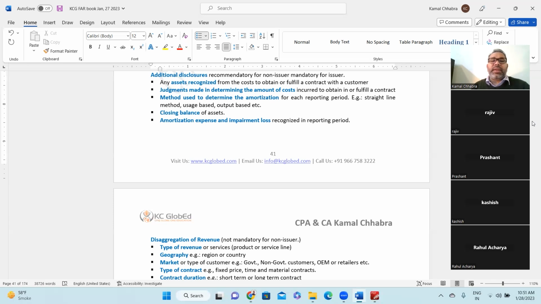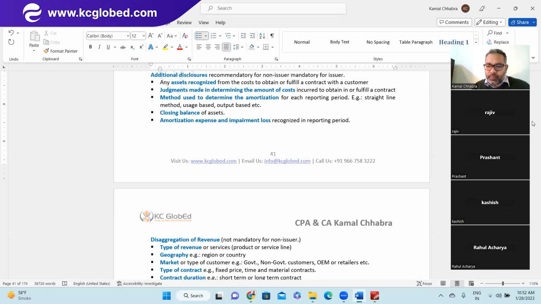So this is the additional disclosure required. Any asset you have recognized from the cost to obtain or fulfill the contract with the customer needs to be disclosed separately, and also the judgments made in determining the amount of cost incurred to obtain and fulfill the contract.